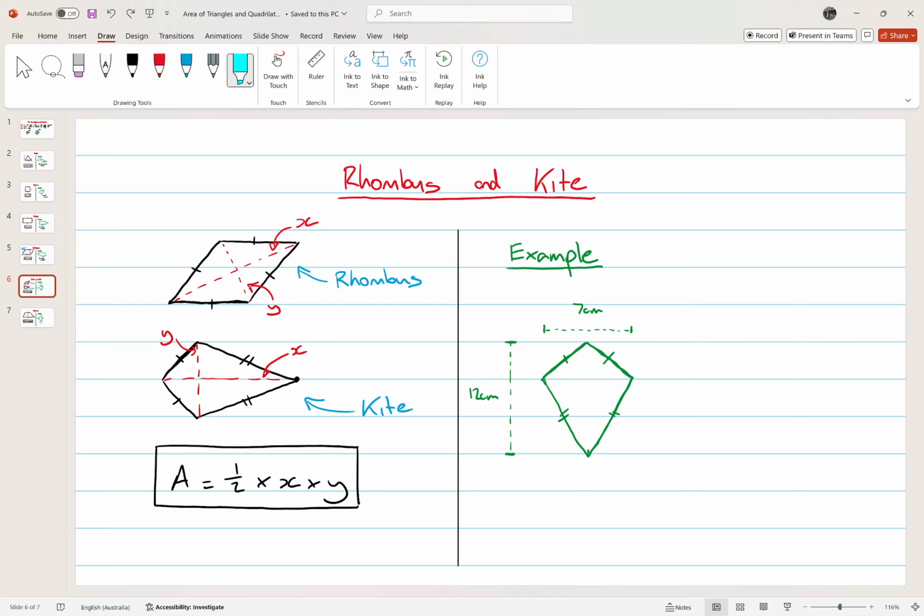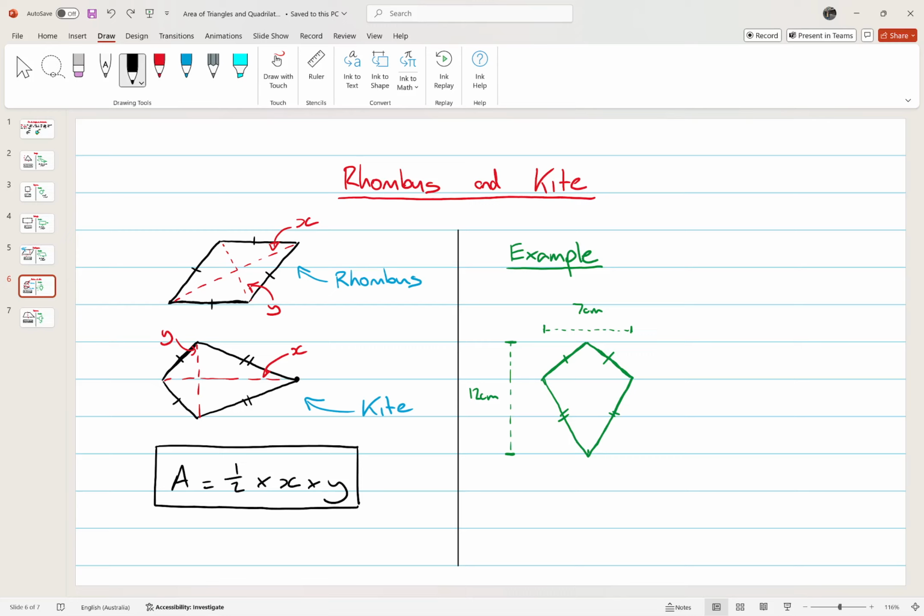And same with a kite. The difference between a kite and a rhombus is we see that these two sides are equal to each other, and these two sides are equal to each other, but they're not all equal to each other. So it's kind of like a rectangle, except the opposite sides aren't equal. The sides that are next to each other are equal. Again, though, we're told what the two diagonals are, so we call the short one Y and the long one X. We could call the long one Y and the short one X. Again, it doesn't matter. And the formula for each of those is half times X times Y. So it's basically saying multiply the two diagonals and halve it.